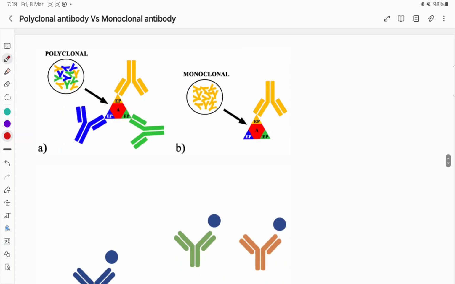Suppose a polyclonal antibody, you can see here this is a mixture of antibodies, and each antibody is binding to a specific epitope in the same antigen. This is the antigen. In the same antigen, different antibodies present in the polyclonal antibody are binding to their respective epitopes. Whereas monoclonal antibody has a single type of antibody which has affinity for one epitope in the antigen. This is monoclonal.